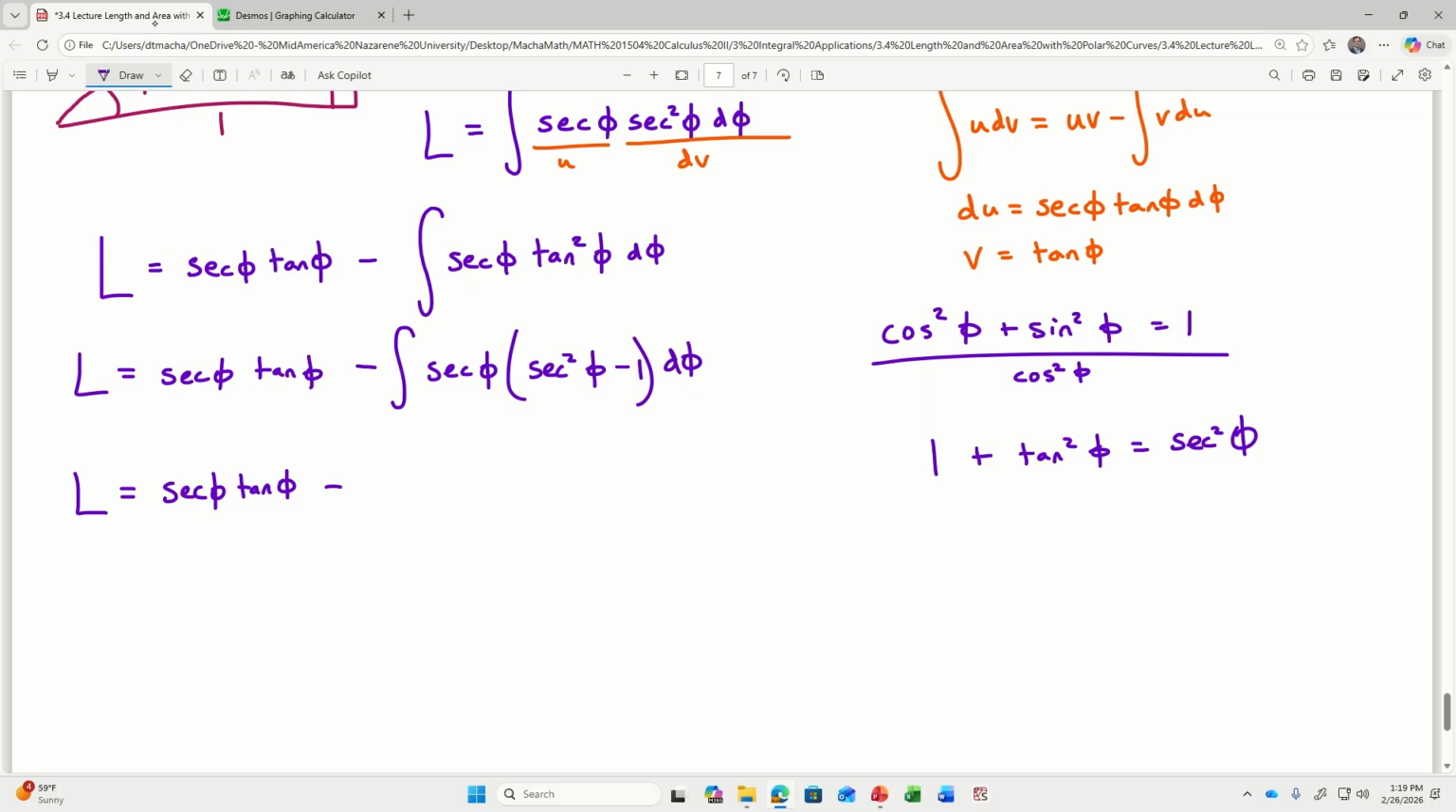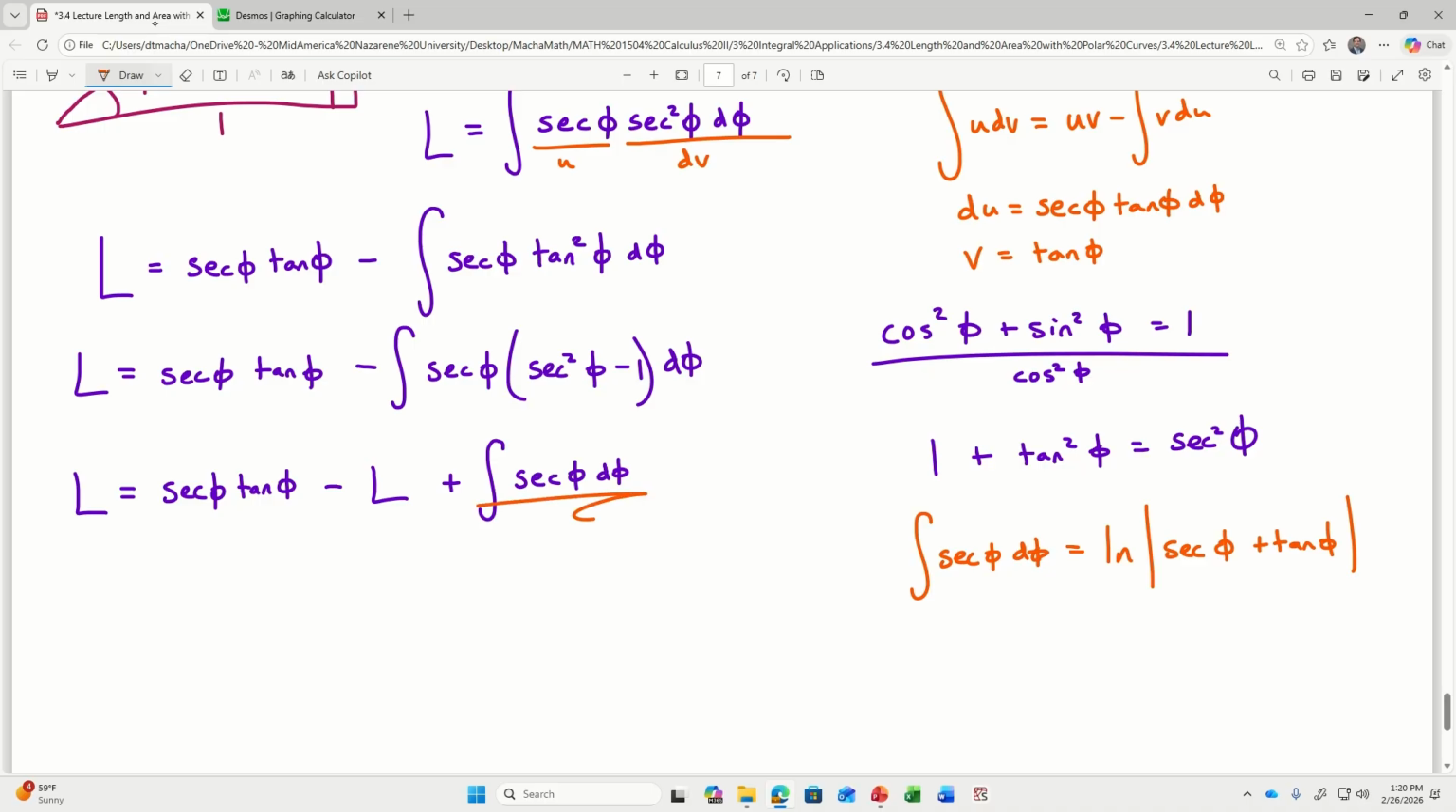And so we split this up into two integrals. The first one is the same as the one we started with, secant cubed. And the next one is plus antiderivative of secant phi d phi. And I believe the antiderivative of secant is the natural log of secant plus tangent, I think, for that one. So you add L to both sides and then you divide both sides by 2. And that's where we pick up the 1/2.